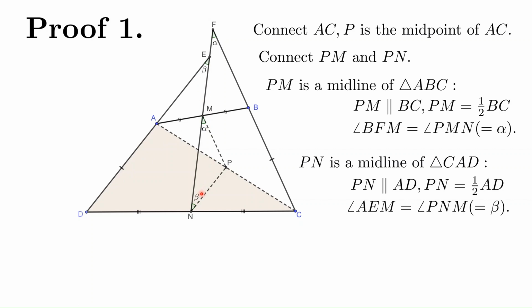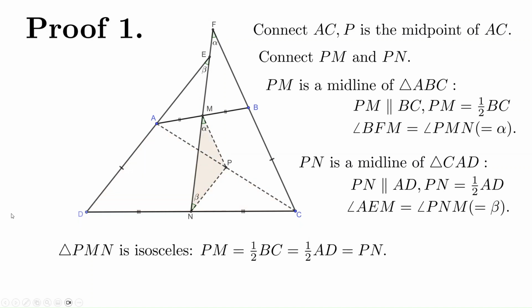What we need is to prove alpha equals beta. But this is easy, as triangle PMN is isosceles. PM is one half of BC and PN is one half of AD, so they are equal. And the proof is done.